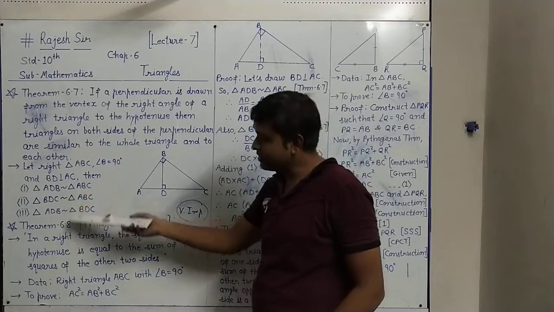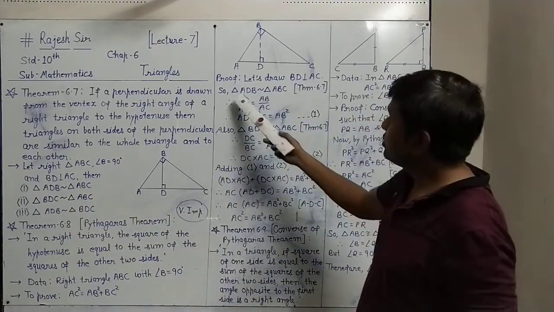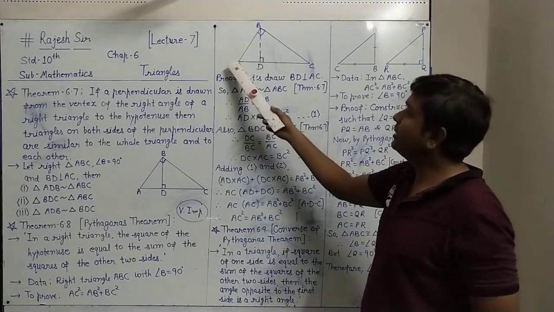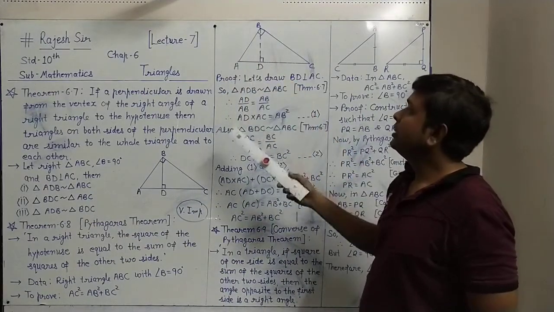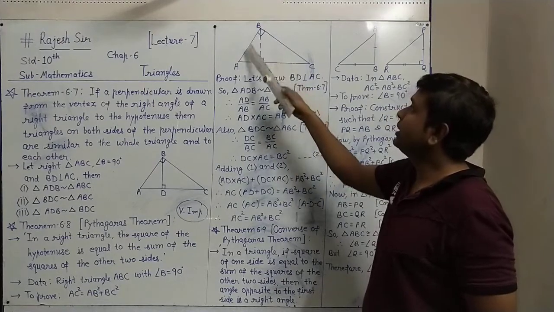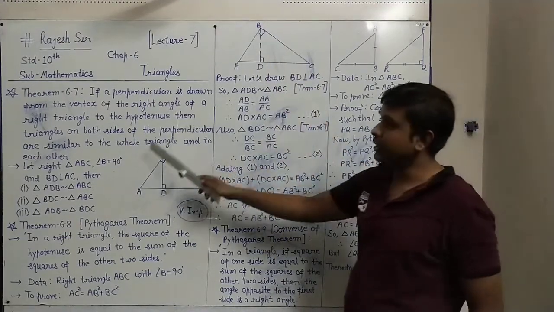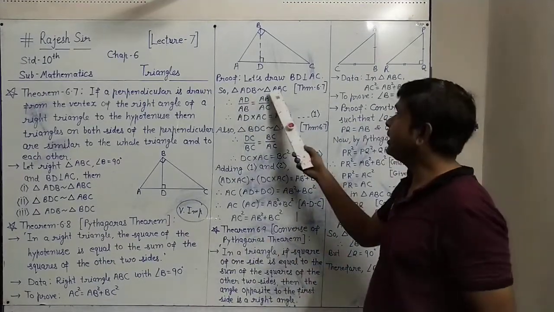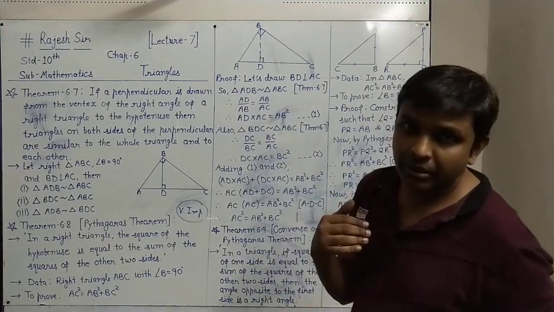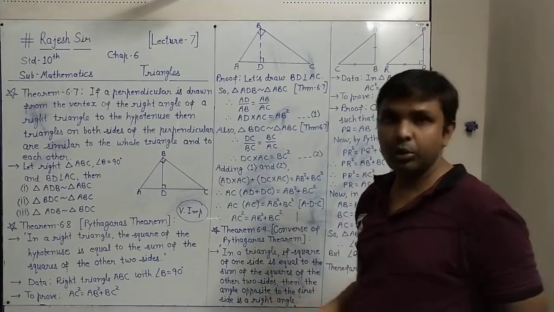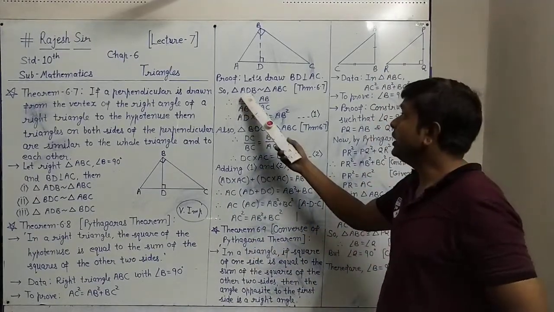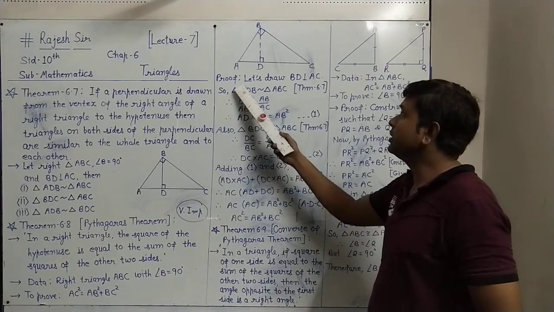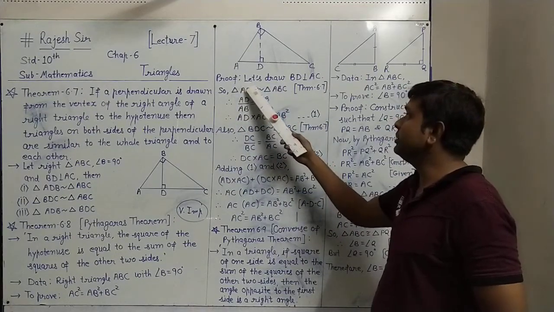We can use these results. We are using the first result of it, which means the perpendicular one side triangle ADB is similar to the original whole triangle ABC. Theorem 6.7 we can use here. And now by similarity of two triangles, we can write the corresponding sides in proportion. So here AD upon AB, first side upon first side, equals third side upon third side, that is AB upon AC.